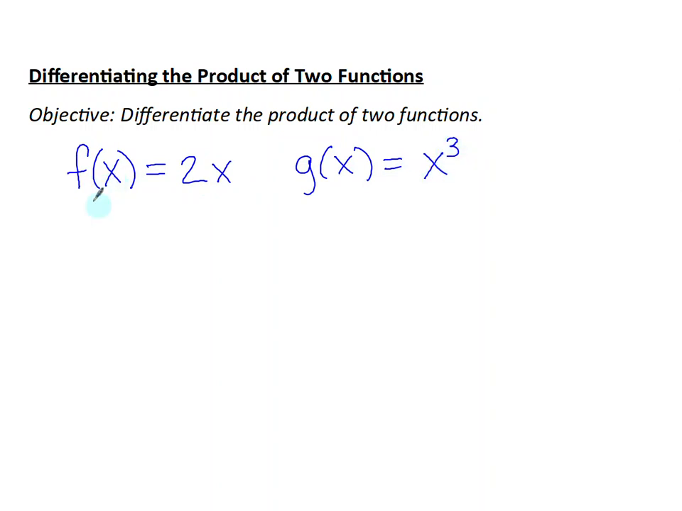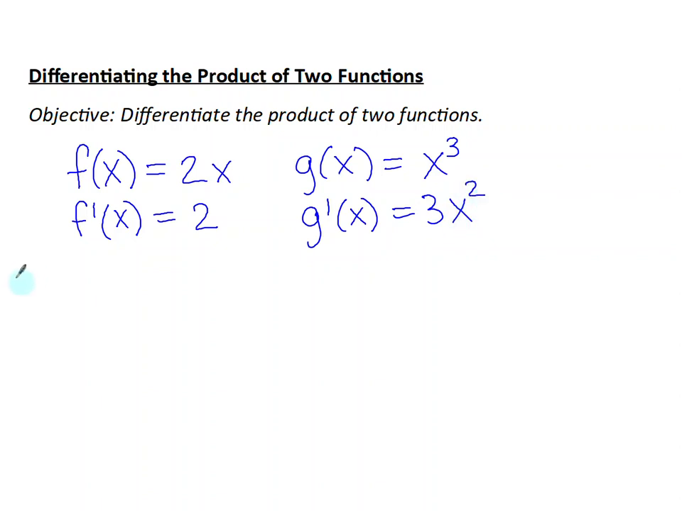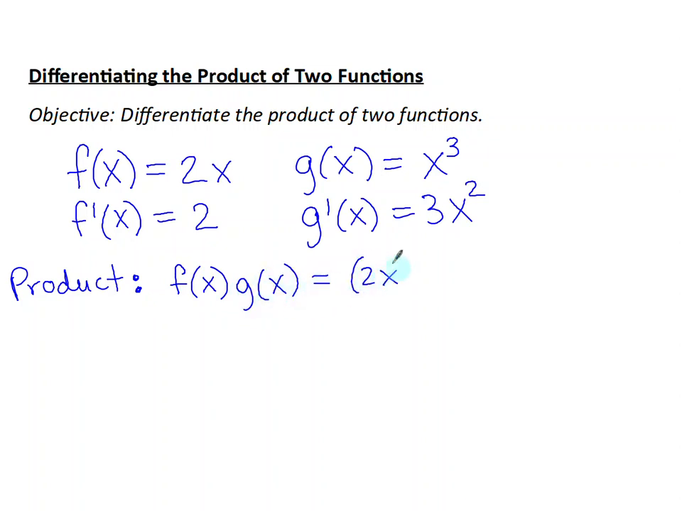If I take the derivative of f of x, f prime of x, I get 2, and the derivative of g of x, g prime of x, I get 3x squared. Let's take the product of f of x and g of x. That will be f of x times g of x, which makes 2x times x cubed, or 2x to the fourth.